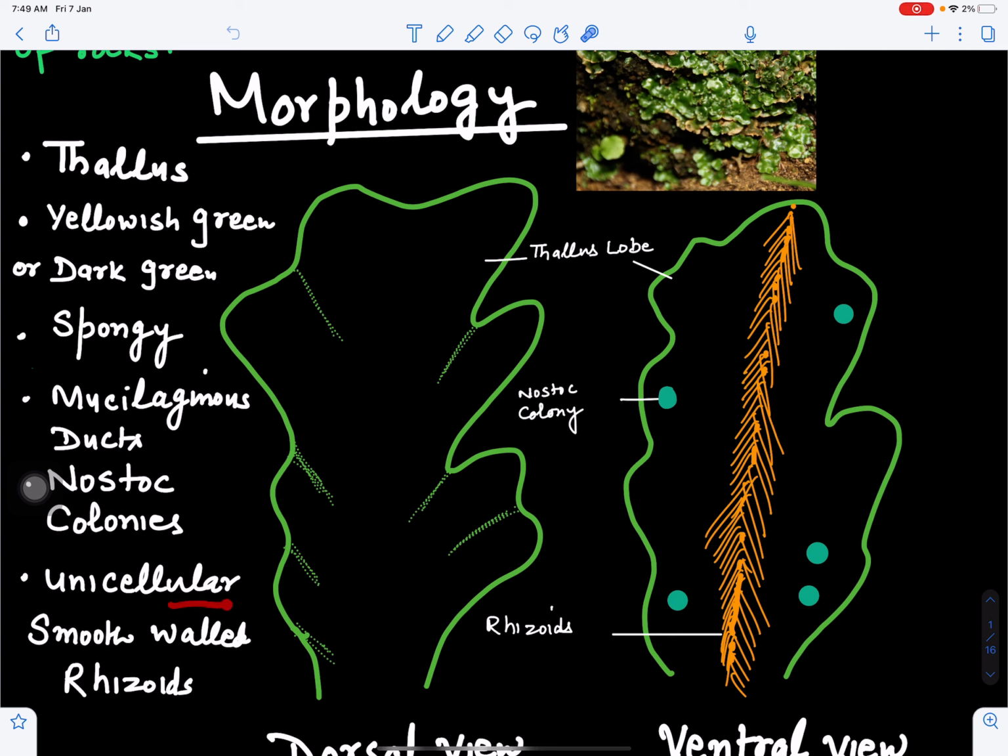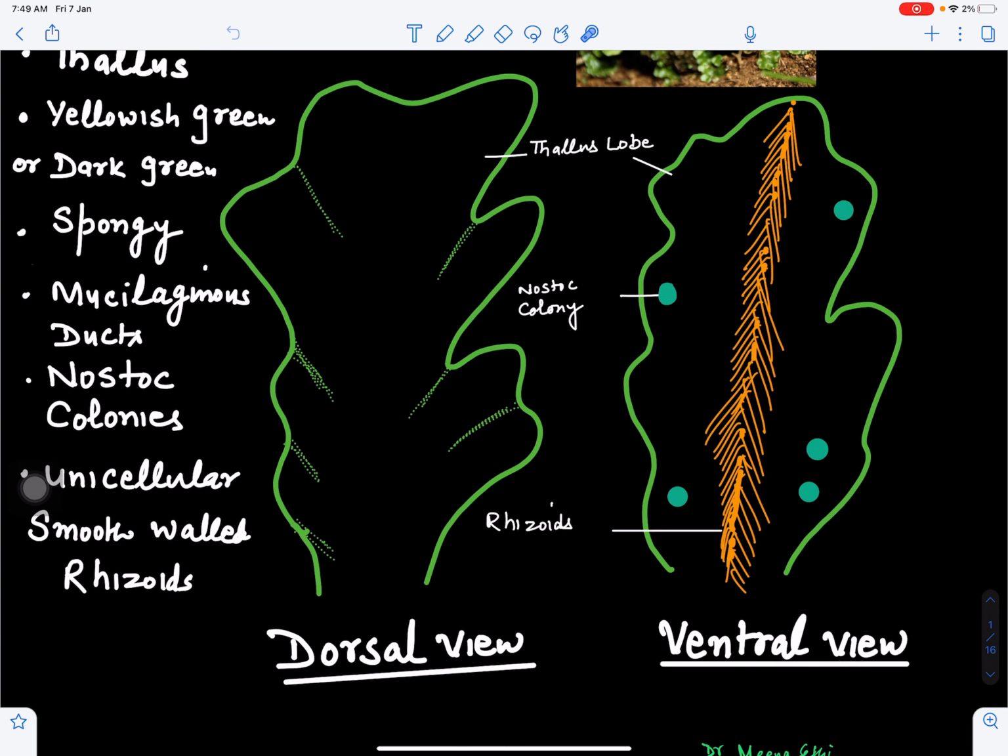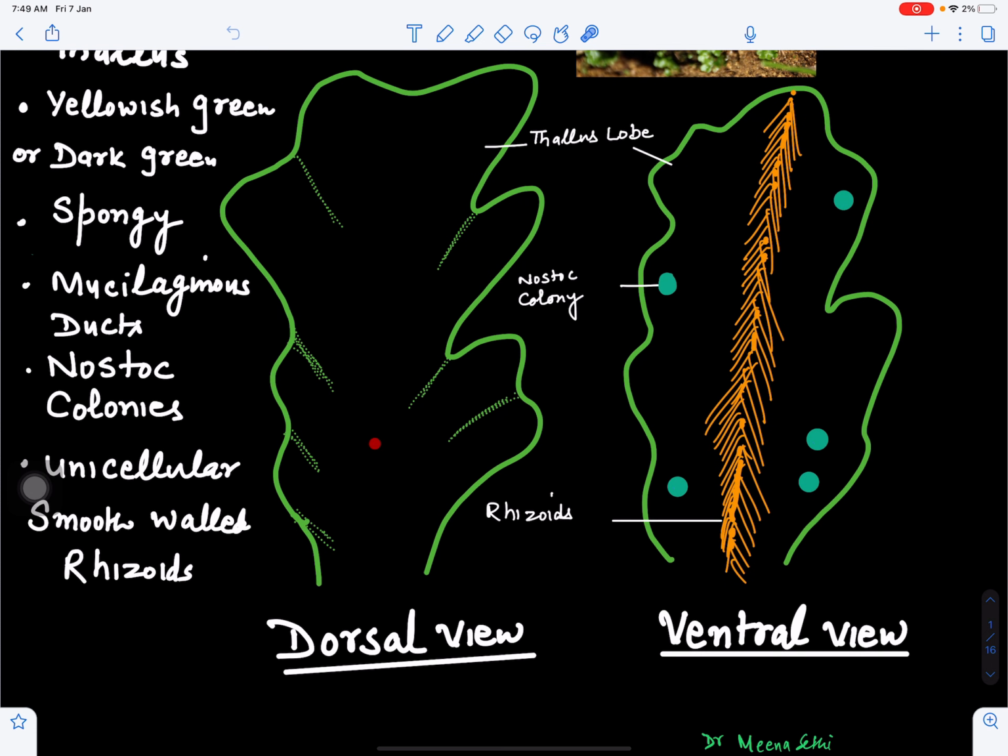It is attached to substrata by means of rhizoids, which are made up of a single cell. Unicellular means made up of a single cell, and their wall is smooth. They will fix the plant to the soil as well as absorb water and minerals for the plant. So we can see here, this is the upper surface of the Anthoceros thallus, called the dorsal view, and this is the ventral surface, which has rhizoids which help in its attachment, and these are the Nostoc colonies. Now, this is dorsal, this is ventral, so we can call it a dorsiventral thallus.